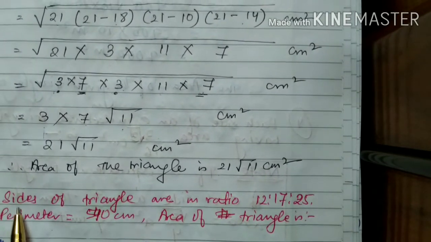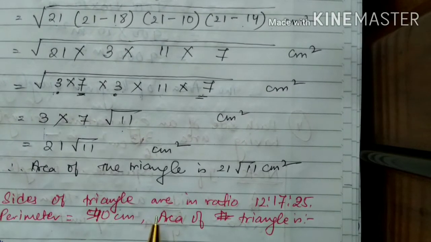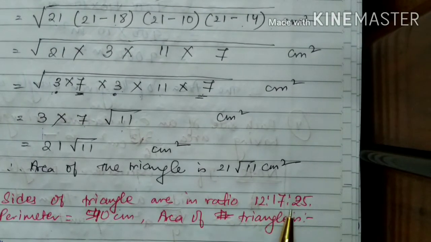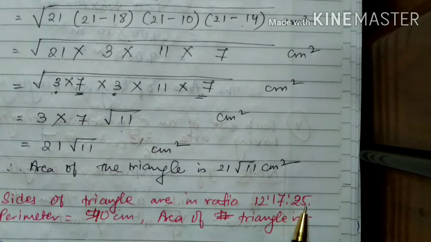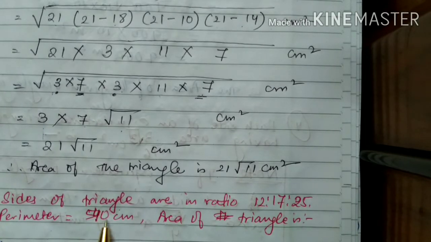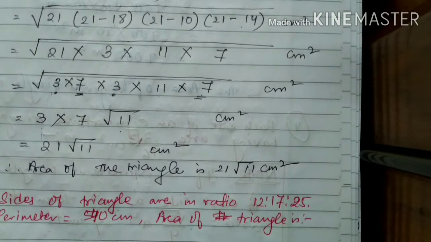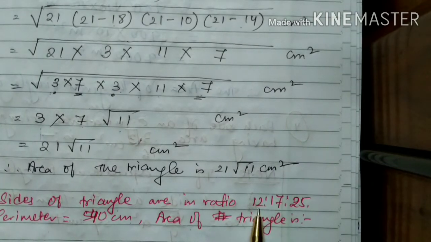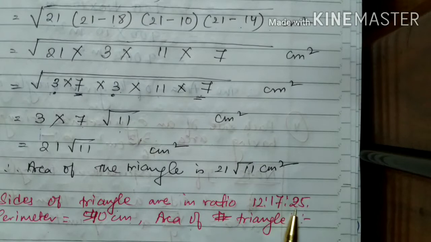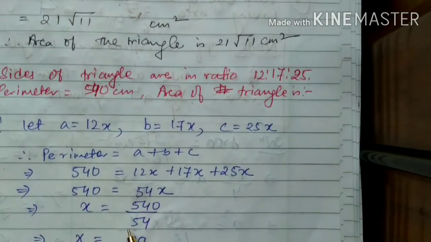The next question is, the sides of the triangle are in the ratio 12:17:25. And the perimeter is given 540 centimeter. What should be the area of the triangle? So how to do it? The same way, here the ratios are given of the three sides. So first side we will be taking as 12x, next side we will be taking as 17x, and the next side 25x. The way I have done it, so go through it.